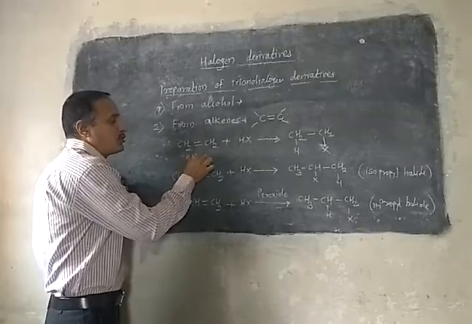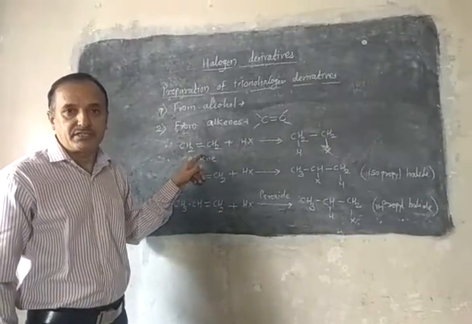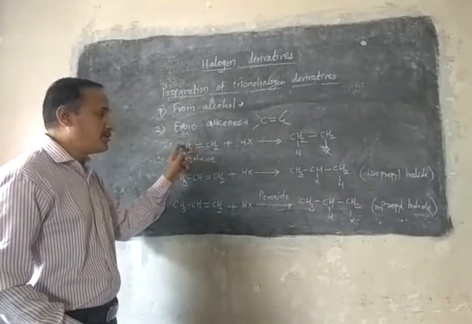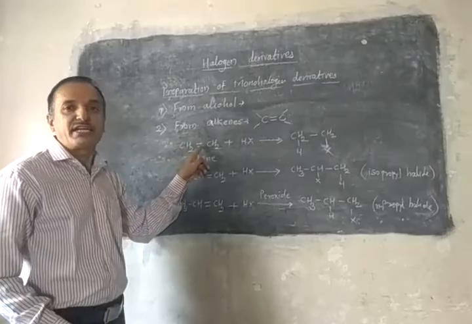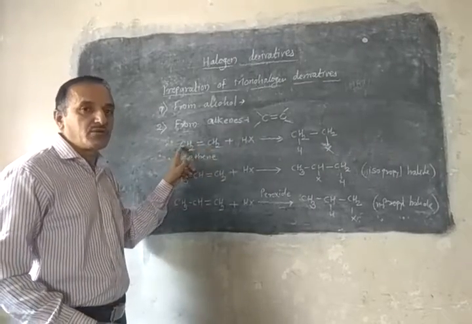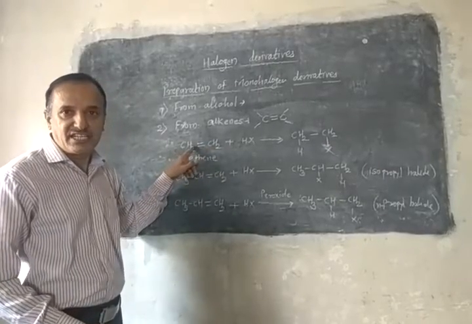This ethene molecule is called a symmetrical alkene. Symmetrical means what? If you see both sides of the double bond, there are an equal number of carbon atoms. When there are equal numbers of carbon atoms on both sides of the double bond, we can say it is a symmetrical alkene.